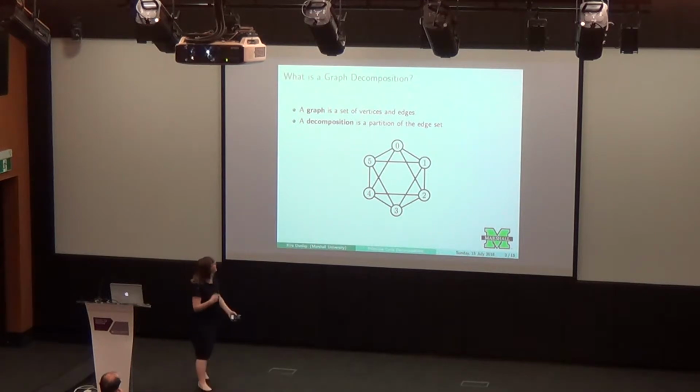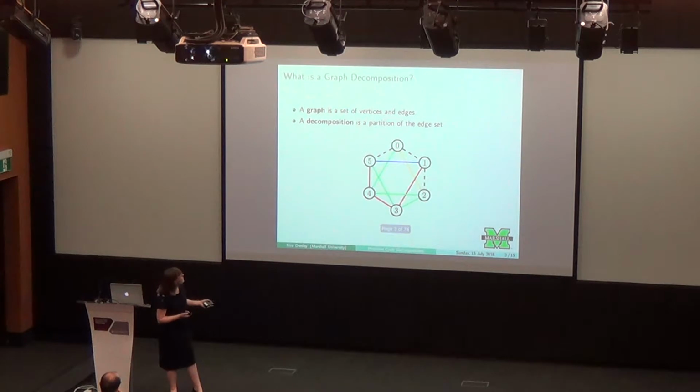That's nice. Okay, so a graph, as you may know, is a set of vertices and edges. Here we have an example of a graph on 6 vertices, and a decomposition of a graph is just a partition of the edge set. And so here we have decomposed this graph on 6 vertices into 5 different parts. You have the black part here, the blue part, the yellow part, the green part, and the red part.